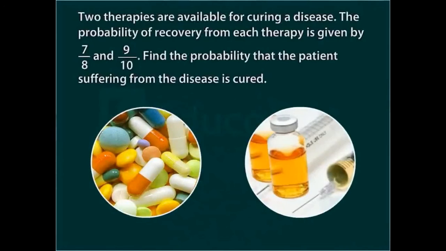Two therapies are available for curing a disease. The probability of recovery from each therapy is given by 7/8 and 9/10. Find the probability that the patient suffering from the disease is cured.